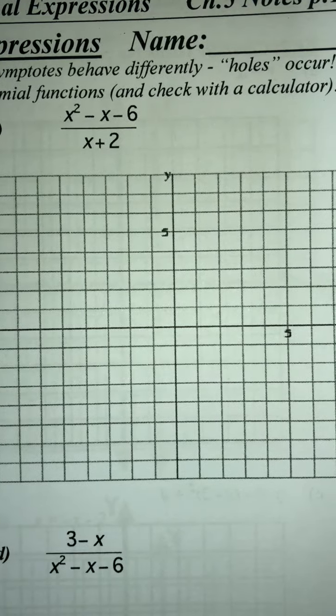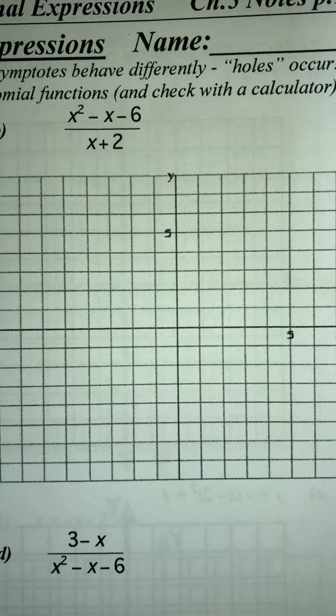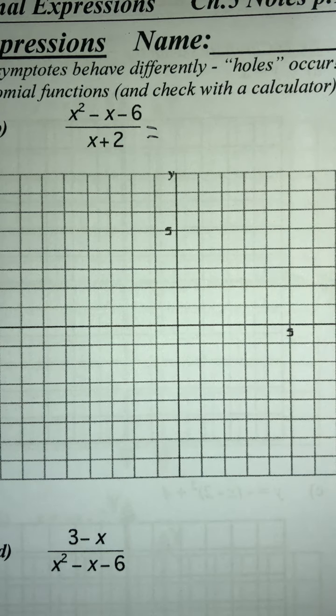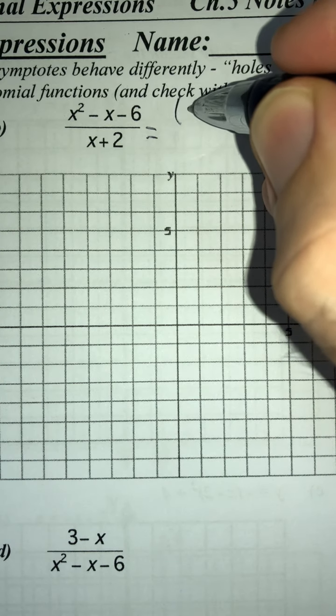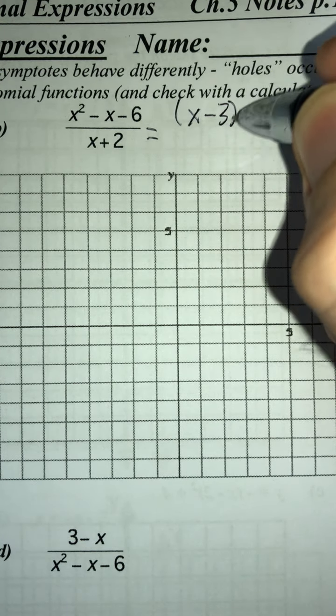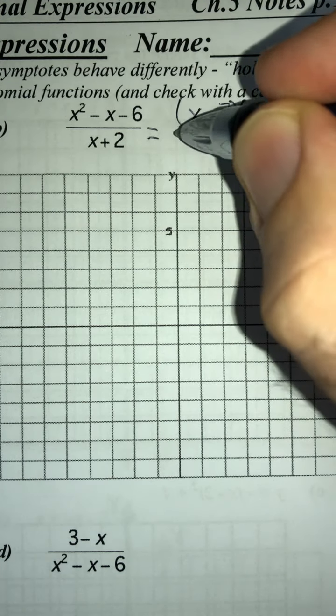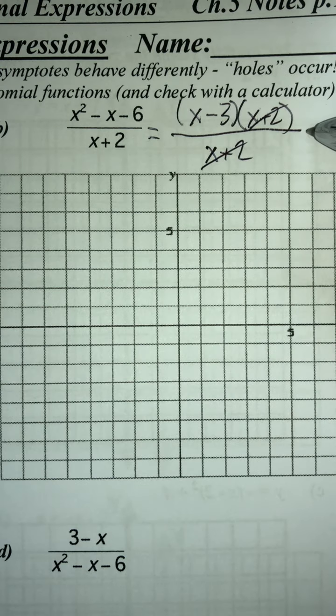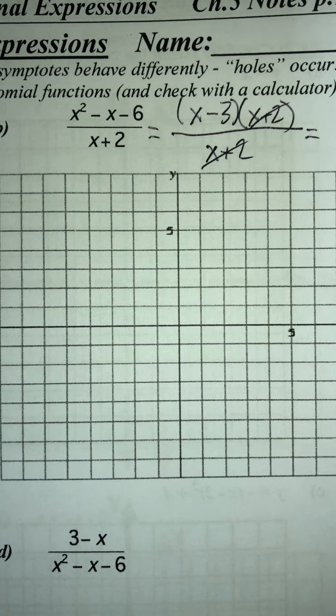Let's try a different example here. Let's try this one. So again, let's factor this and actually simplify what this expression is. So I've got x minus 3, x plus 2 on top, x plus 2 on the bottom, the x plus 2's cancel, and I'm left with x minus 3.